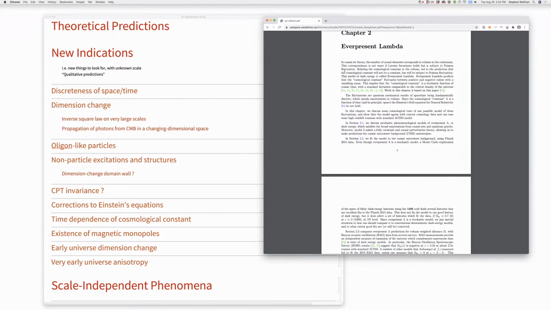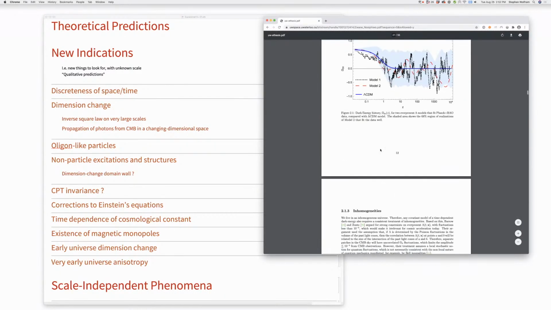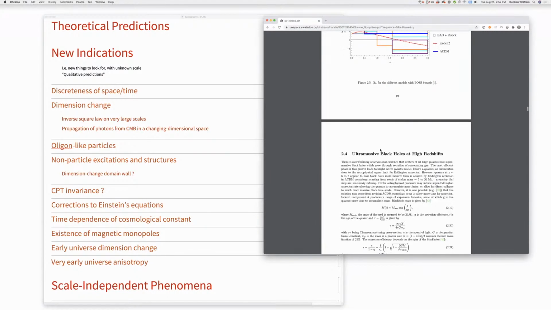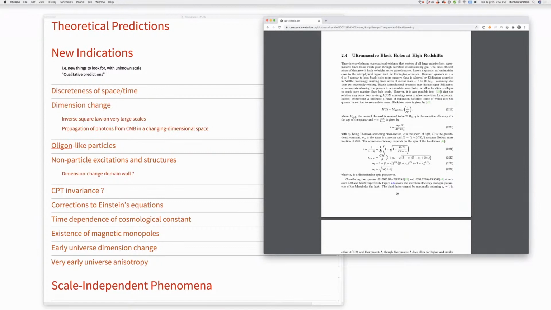Oh, come on now. Okay, yes, obviously that's the case. I mean, obviously there are quantum fluctuations in the structure of space-time, but we know that. I mean, that's kind of, what's this? Ultramassive black holes at high redshifts.